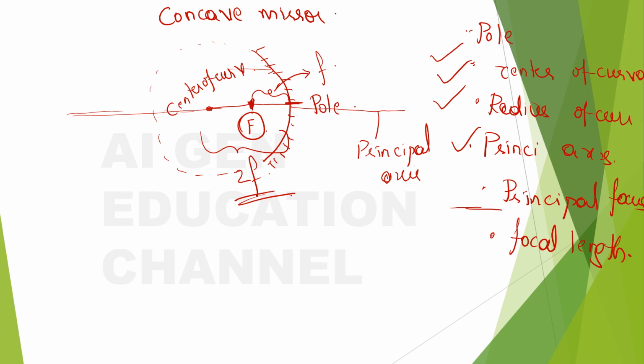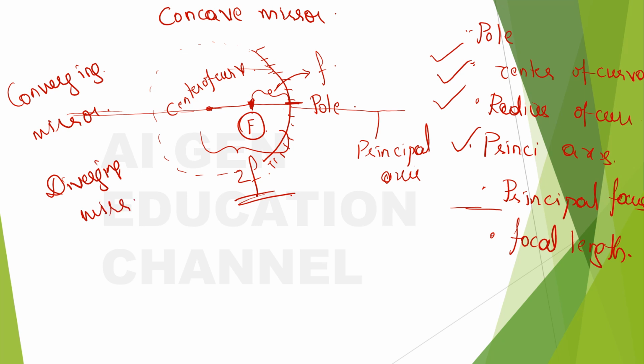Now we will look into some other concepts. We shall look into the concept of converging mirror, and after this we will look into diverging mirror. So what about this converging mirror and diverging mirror? Till now we have looked into concave mirror and convex mirror, and now I have come up with converging mirror and diverging mirror. Nothing to worry, everything will be sorted out.